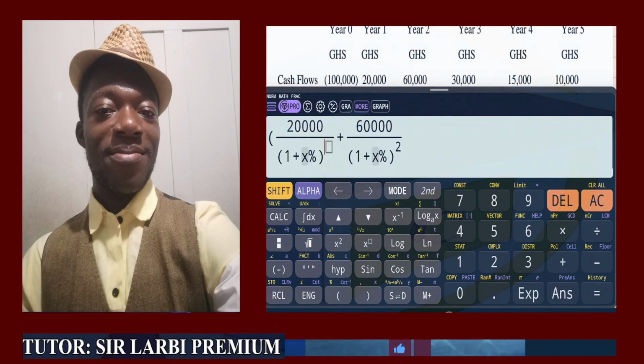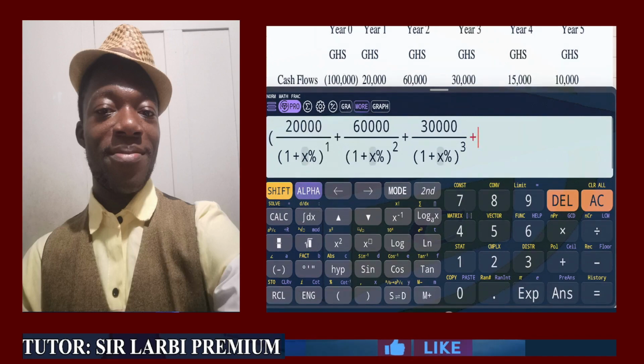So here was year 1, and we add that to it. Then we have plus. Then go forward to year 3, which we know is 30,000, divided by the same thing, 1 plus alpha x. Then we add our percentage to it, then to the power 3. Plus. Then in the 4th year, we have 15,000 divided by 1 plus alpha x with our percentage attached to it, then to the power 4.